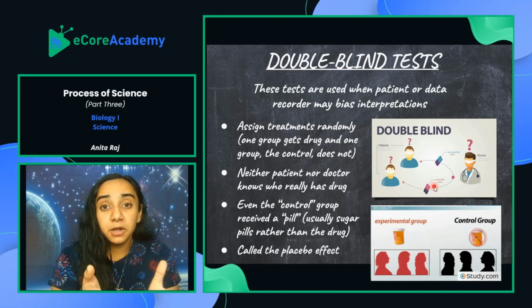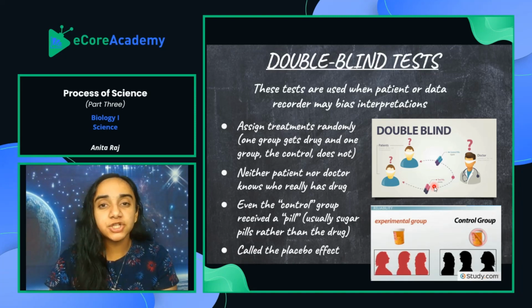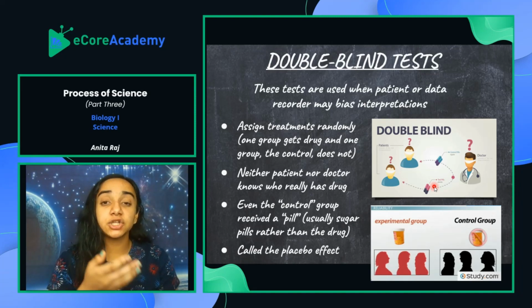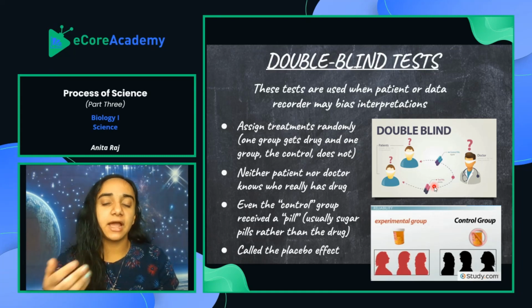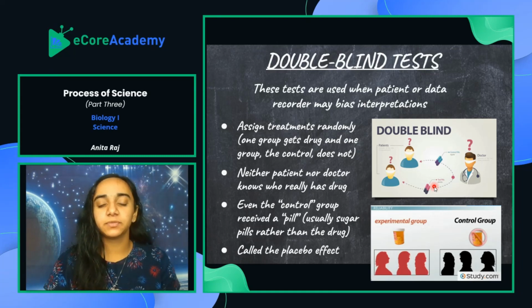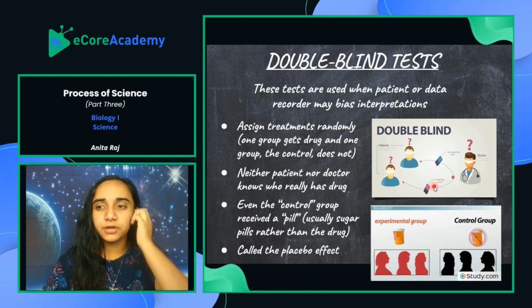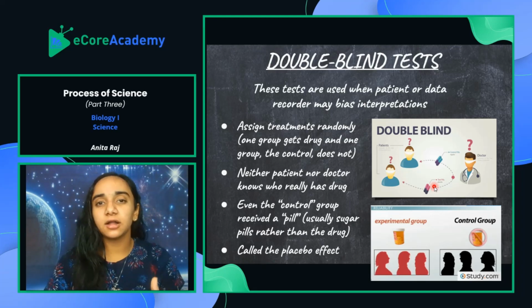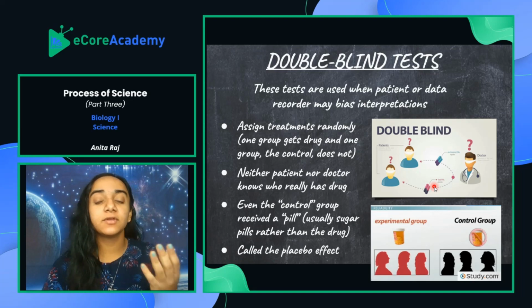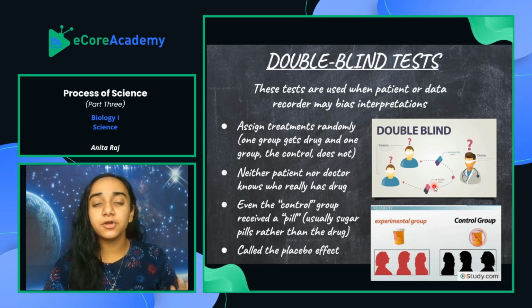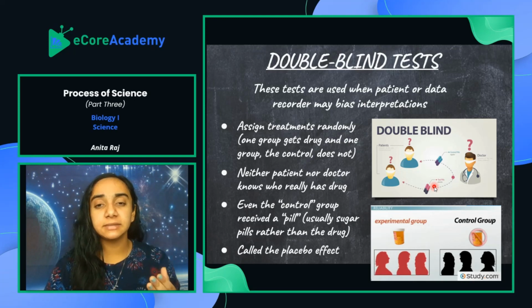So it's a pill. It looks just like the one with the medication in it, but it just has sugar. It's made of sugar instead of the actual drug that's put in the medicine. And you might be wondering what this is called, and you might have even heard of it, because I remember I was introduced to this concept of giving the control sugar pills, and them not knowing that they're receiving a sugar pill in a double-blind test. This is called the placebo effect.